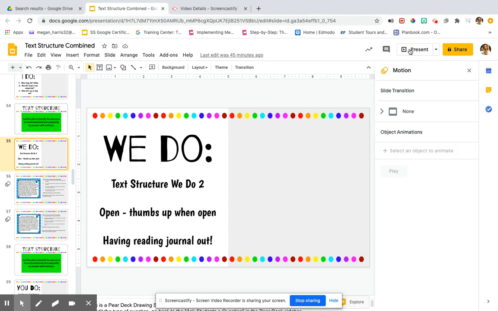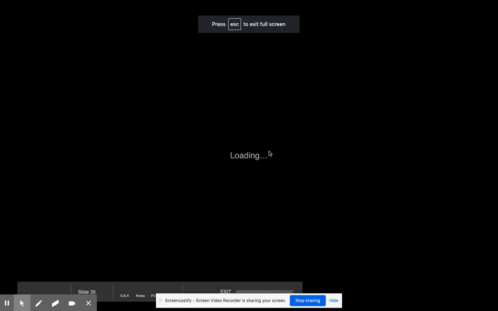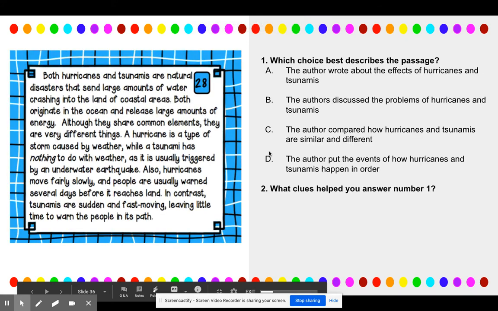Hi, kiddos. What we're going to run through real quick is just checking our work on text structure. We did two. All right, so here was our first one. Remember, I'm going to read it.